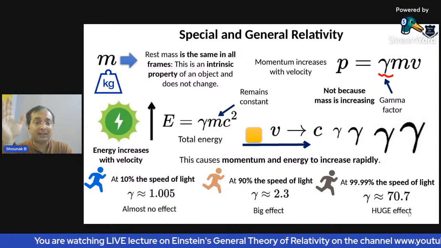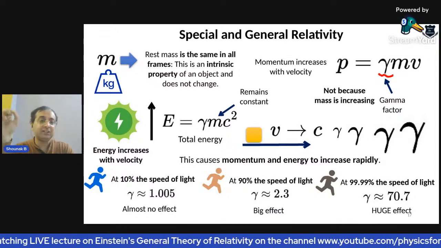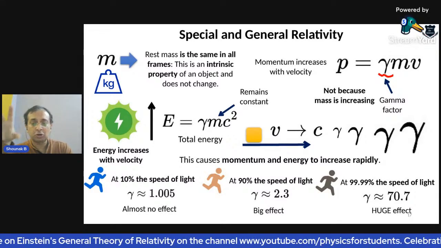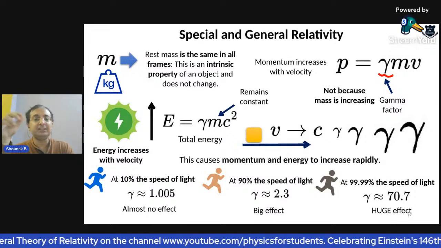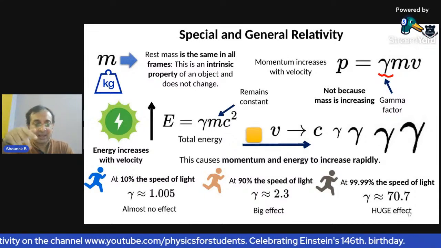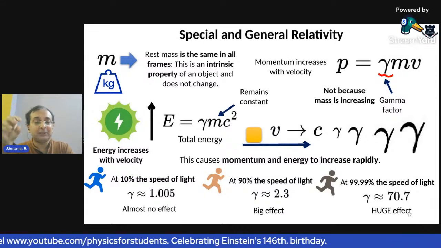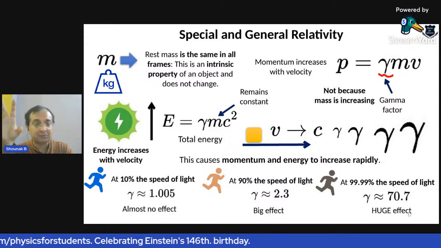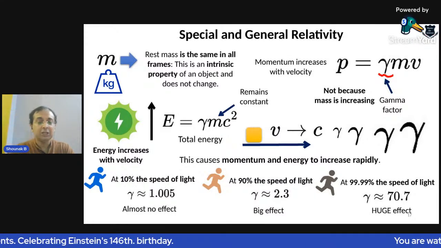That means the total energy remains constant, but here the energy increases with velocity. So here the gamma increases, increases, and increases. And how does it increase? If we put that square root of 1 minus v squared by c squared, which is the Lorentz factor, you get this value.